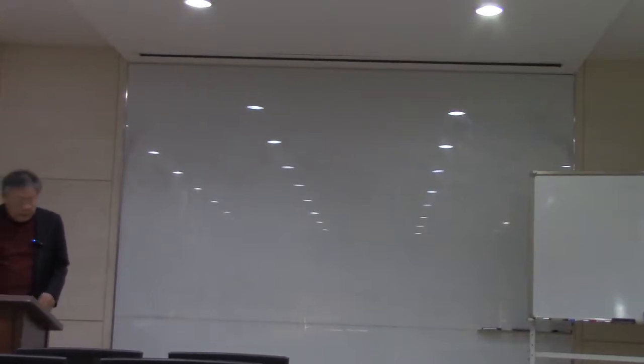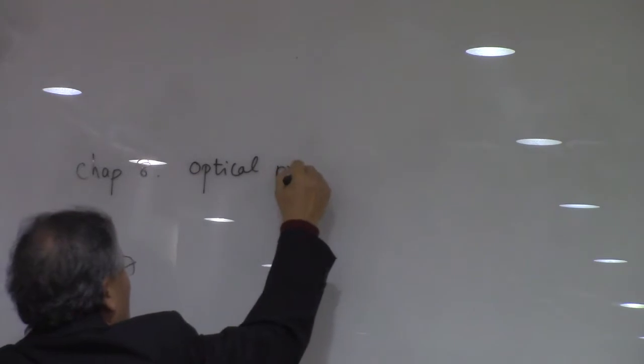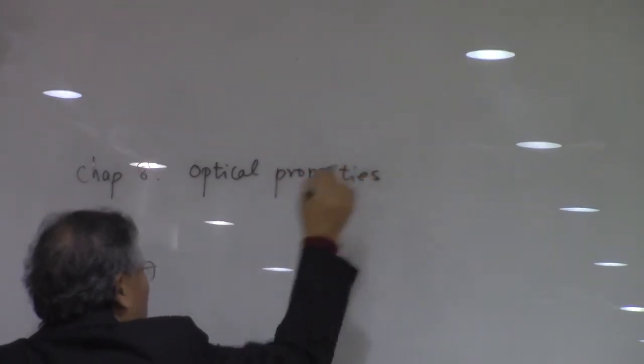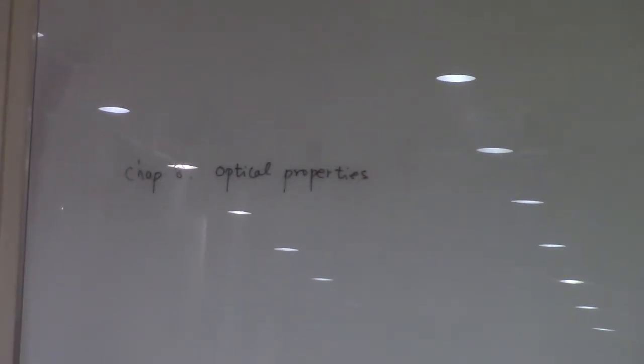To talk about the optical properties in chapter 8. Well, we have covered the reflectance and the refraction, reflection, and absorption a little bit in the free electron model, but here I'm going to make a brief review of what we have done last time.